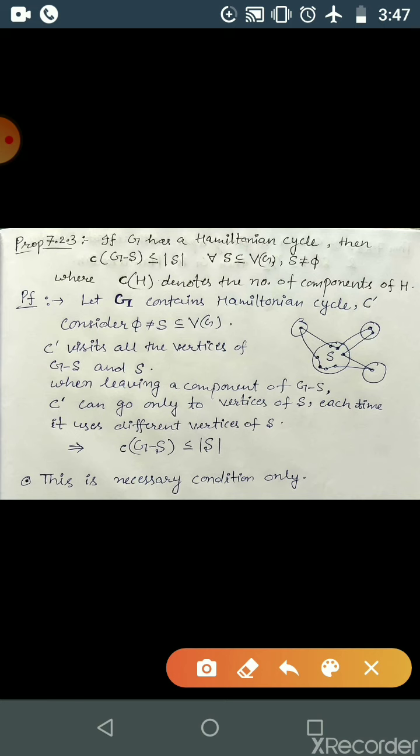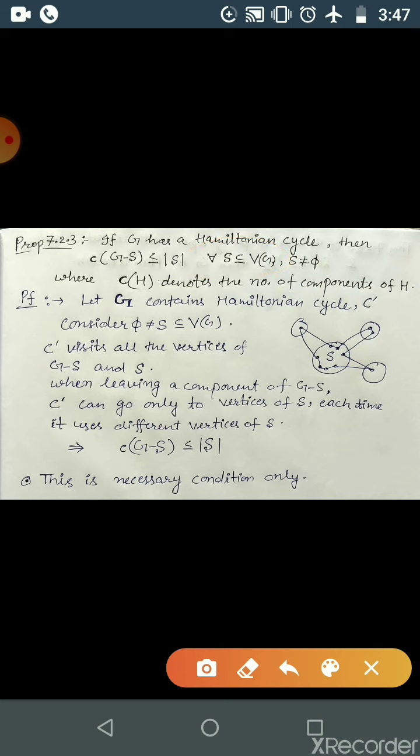Okay, so if G contains a Hamiltonian cycle, or you can just say G is a Hamiltonian graph, then the number of components of G minus S is less than or equal to the cardinality of S, for all non-empty vertex sets S that are subsets of the vertex set of G.